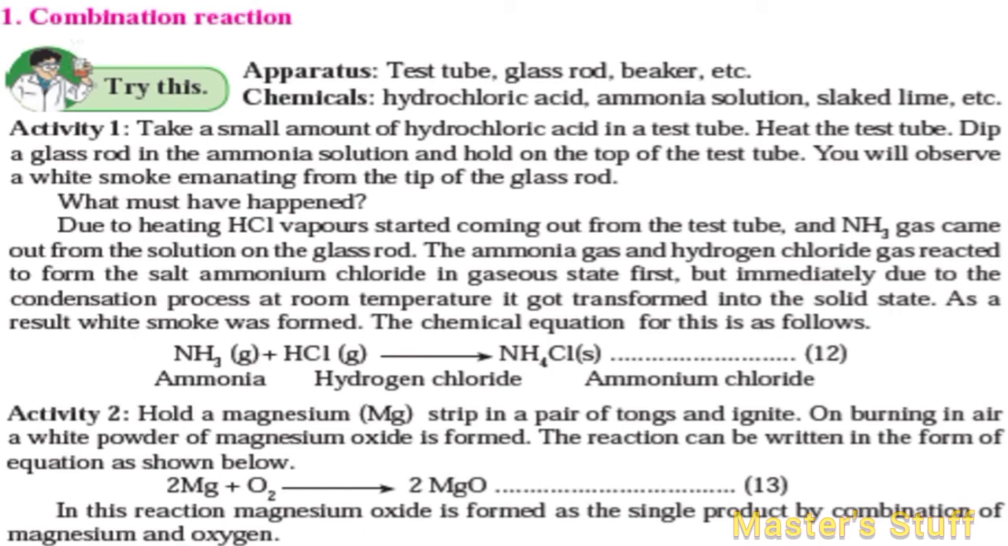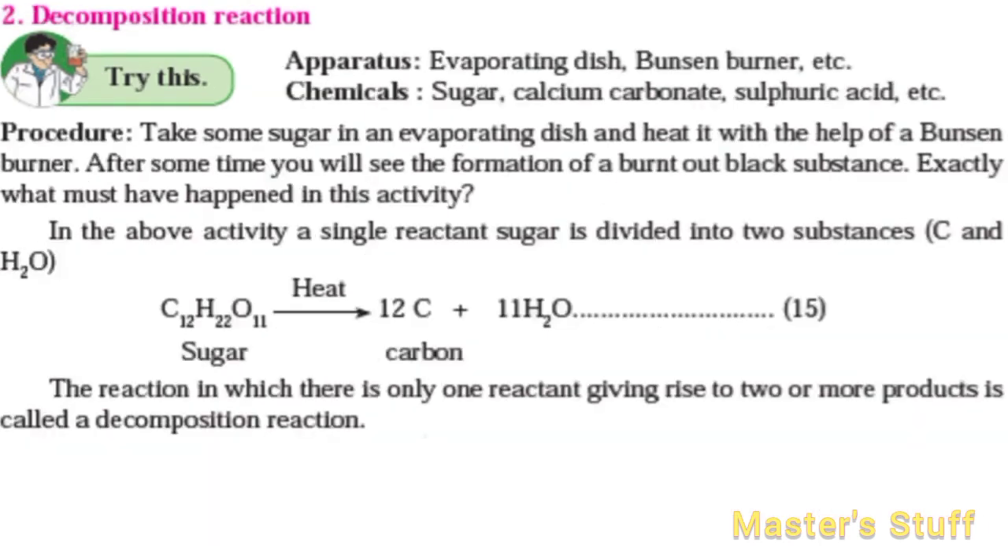Second, decomposition reaction. On heating, the sugar is divided into two substances, that is carbon and water, represented as C12H22O11 on heating gives 12C plus 11H2O. This is the reaction in which there is only one reactant, which gives rise to two or more products. It is called decomposition reaction.